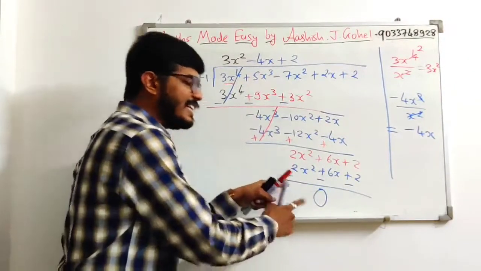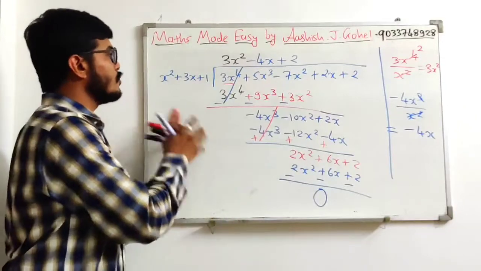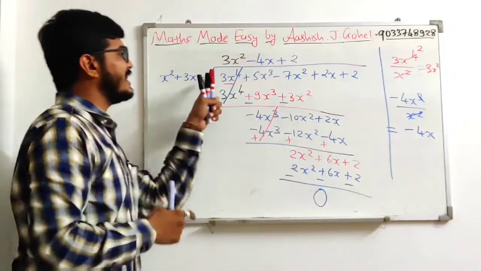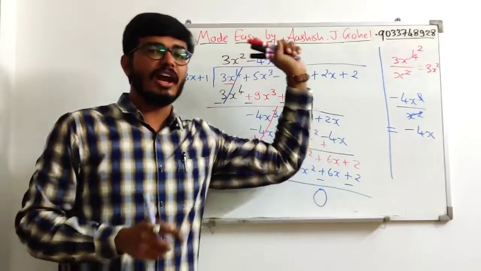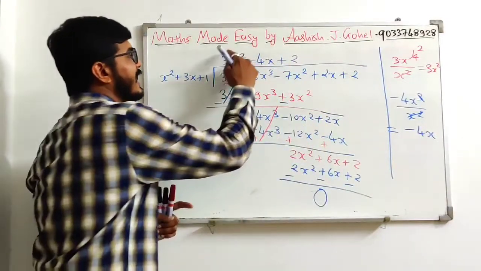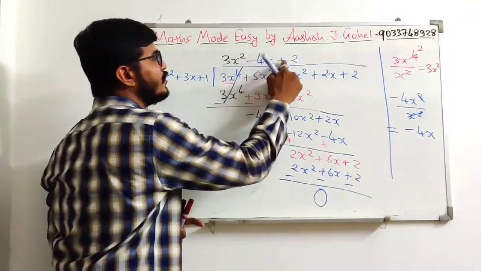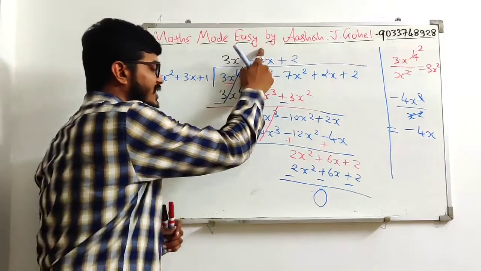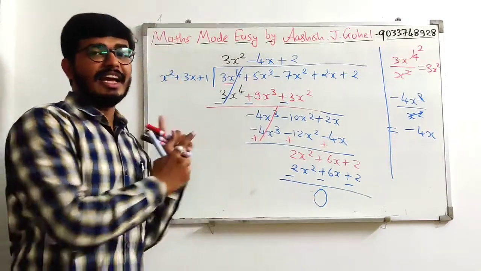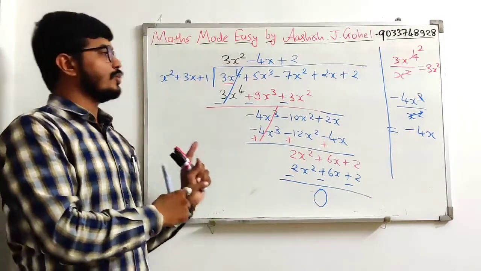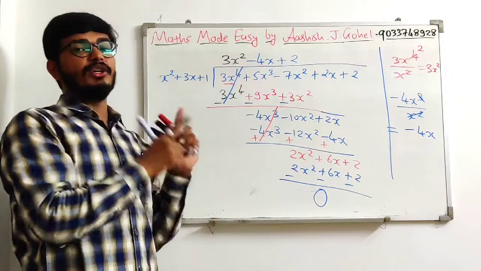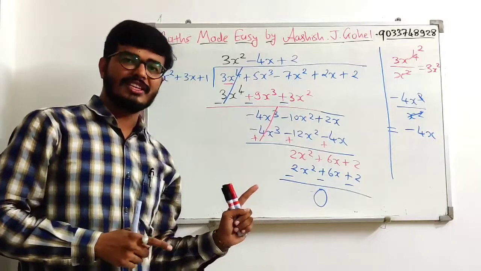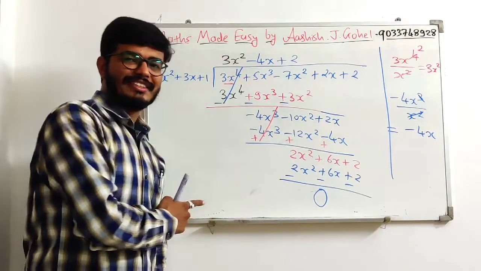So the remainder is 0 for this question. So we can state that x square plus 3x plus 1 is one factor of this polynomial, and your answer after division is 3x square minus 4x plus 2. Okay. So this is your quotient and this is your remainder, and that is our answer. So write down this thing and do remember the procedure. We are going to solve one more question like this, but first write down this.